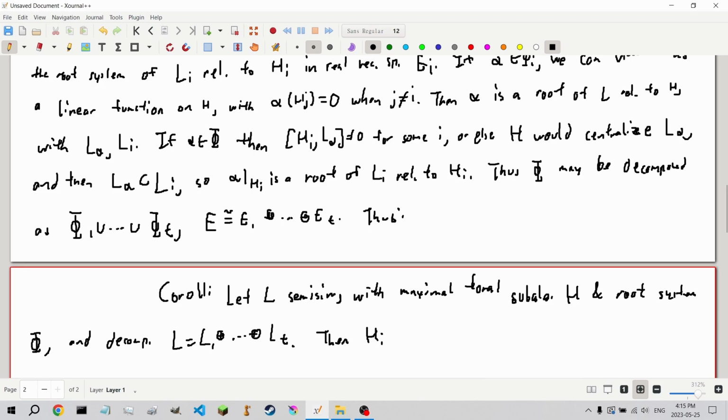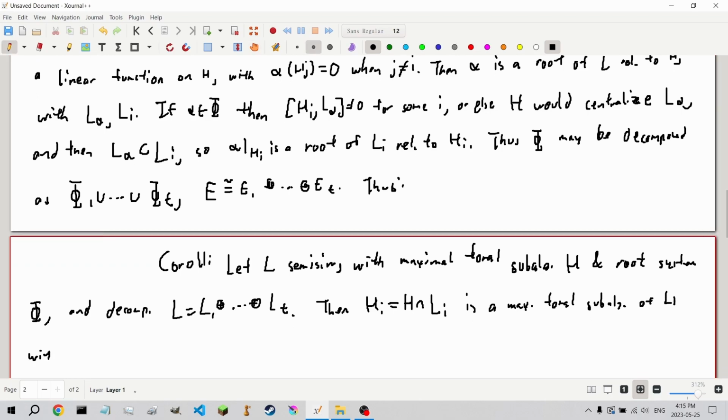Then each Hi, as the intersection of our maximal toral subalgebra H with each Li, is a maximal toral subalgebra of our Li with corresponding root system Phi_i as a subsystem of Phi, such that Phi is the union of Phi1 through Phit.